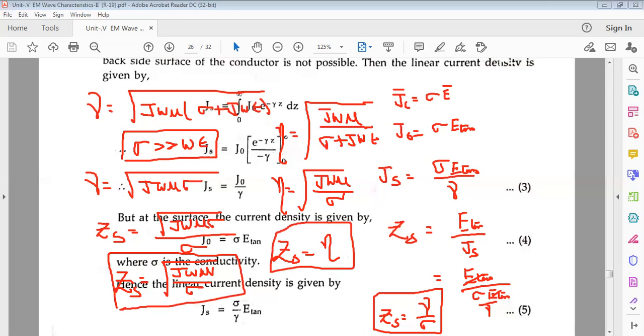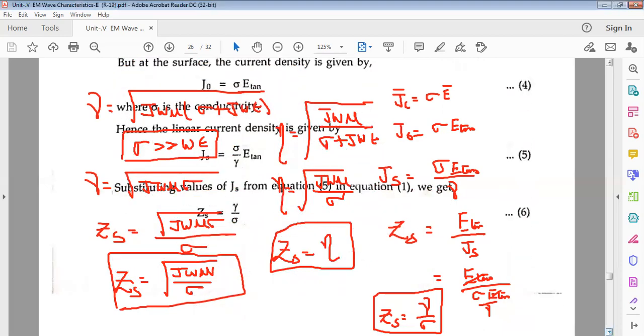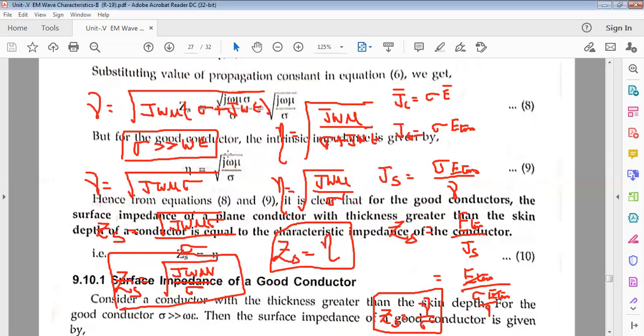Got it, my students? From these equations, it is clear that for a good conductor, the surface impedance of a plane conductor with thickness greater than the skin depth is equal to the characteristic impedance of the conductor. Okay, my students.